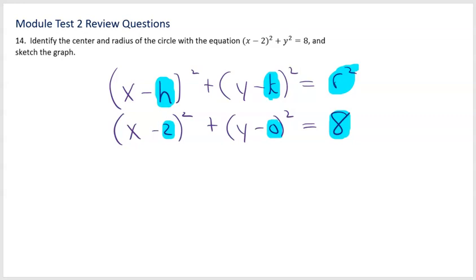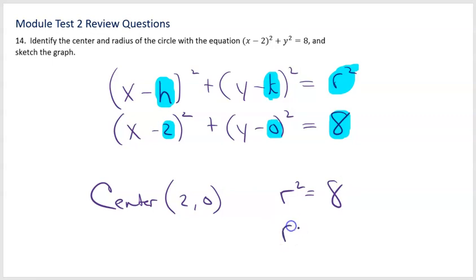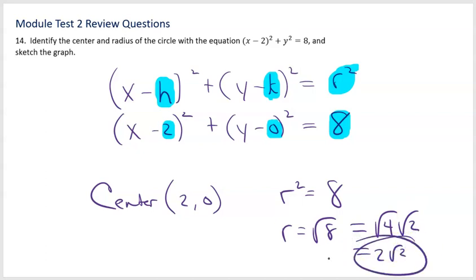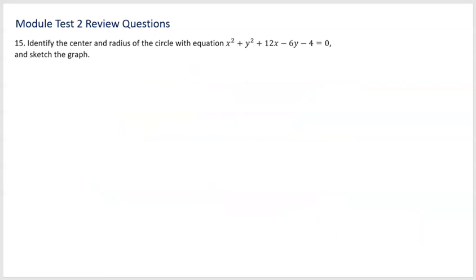All right, so when I write my center, that's going to be (2, 0). But I have to calculate my radius because r squared is equal to 8. So I square root both sides. r is the square root of 8. We've already had to reduce that on this practice. Square root of 8 can be written as square root of 4 times square root of 2, which is 2 square root of 2. Now, question 15 is a little more challenging.